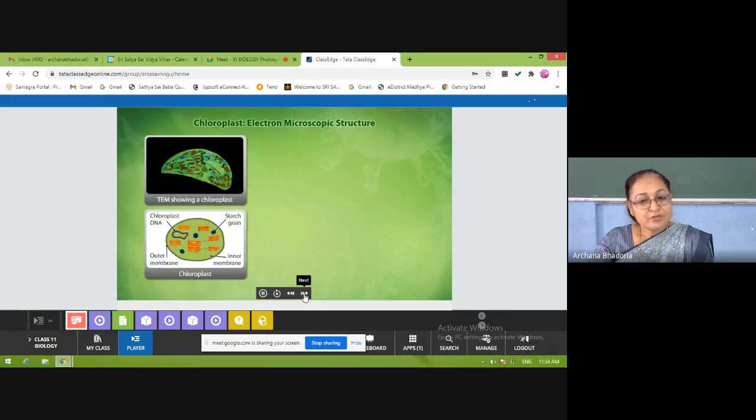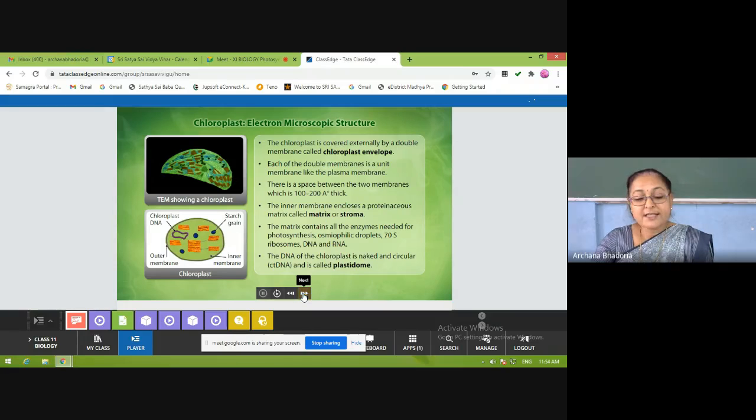Now the electron microscopic structure, which we have already discussed in the cell chapter, children. Each of the double membranes is a unit membrane like the plasma membrane. There is a space between the two membranes, and you can write down that it is 100 to 200 angstrom thick. The inner membrane encloses the proteinaceous matrix, which we generally call stroma. That stroma contains all the enzymes needed for photosynthesis. It has osmophilic droplets, 70S ribosomes, DNA and RNA.